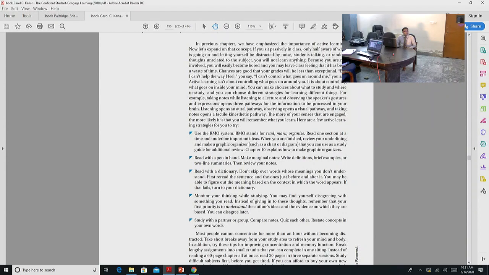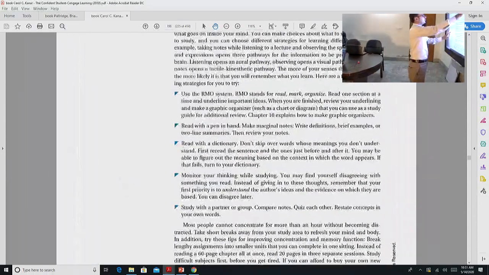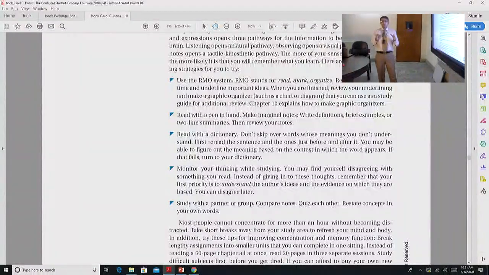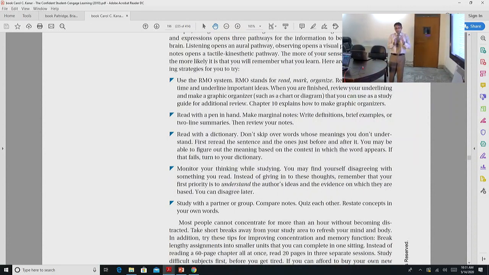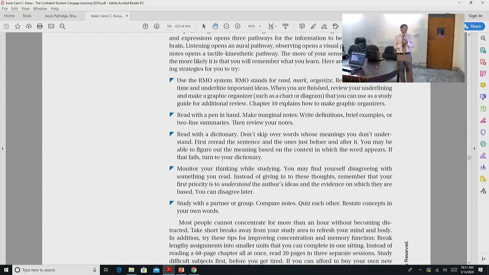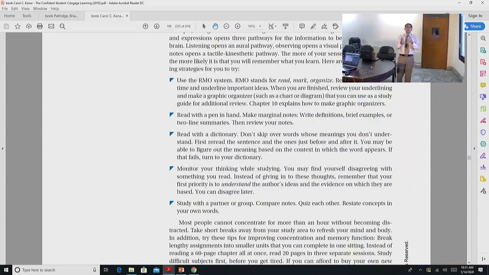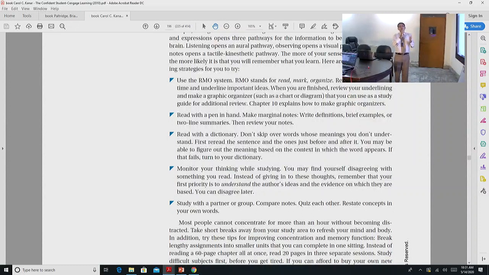You may also be able to figure out the meaning based on the context in which the word appears. If that fails, turn to your dictionary. And I told you, when you are turning to your dictionary, okay, it's very important, not only the meaning but also the usage of the word you should concentrate on. You should try to find out how this particular word is to be used. Whether it is a noun or a verb, or both, or an adjective too. So you need to understand different shades of its meaning.